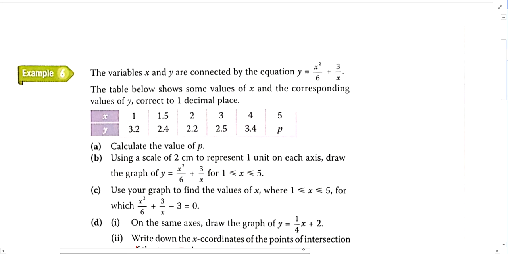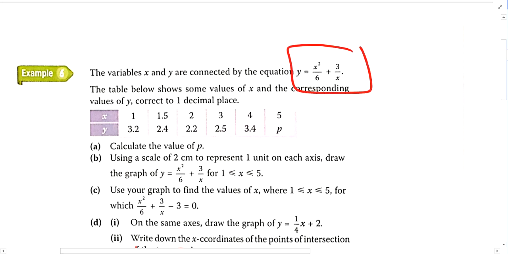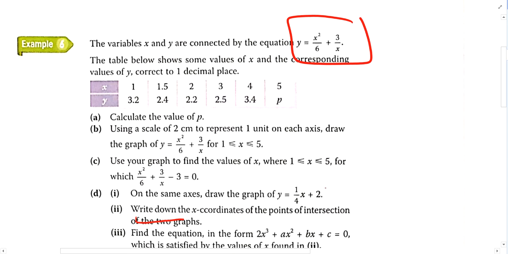Example number 6. Here we have the equation y equals x squared over 6 plus 3 over x. It asks you to plot. Okay, fine, plot. Then next part. Draw the graph of y equals 1 over 4x plus 2. So now we have two graphs on the same grid, yes? But there are two different equations. Then write down the x coordinate of the point of intersection of the two graphs.